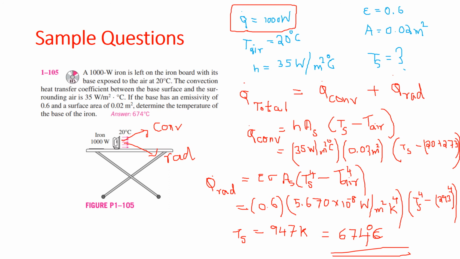Sometimes there will be conduction and convection together, or convection and radiation together, but all three together is not possible. So it is either conduction and convection, or convection and radiation.